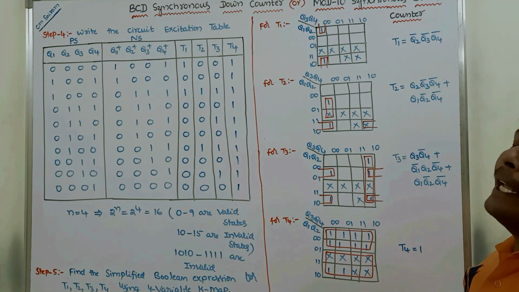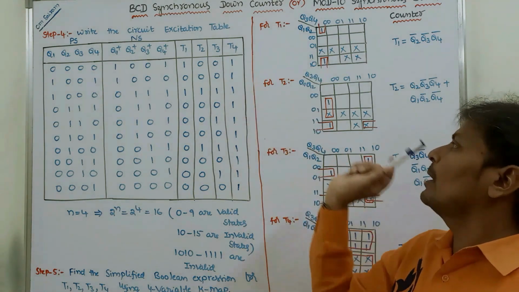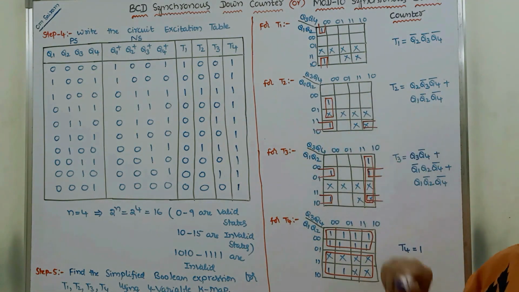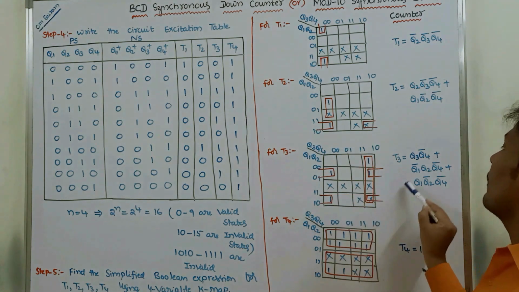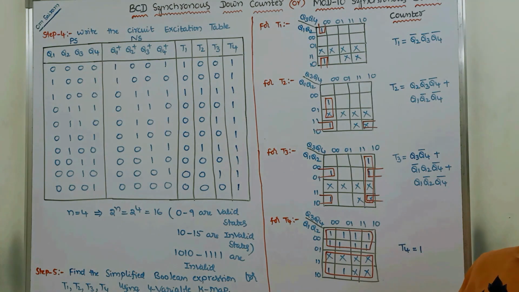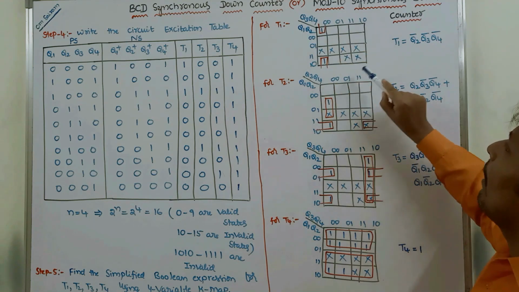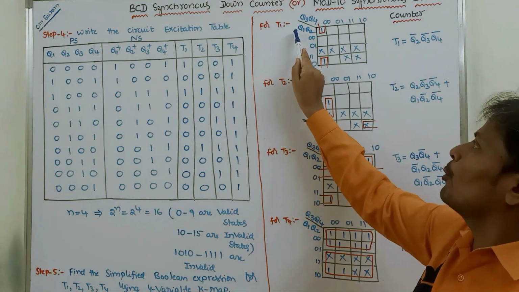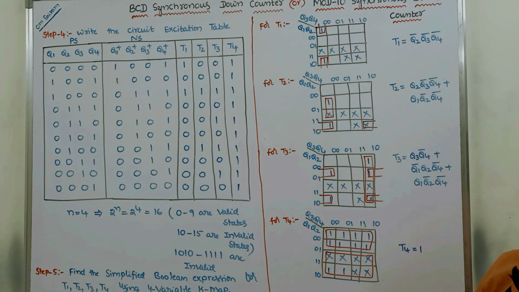For finding out T1 simplified Boolean expression, we have to use this Karnaugh map. For T2, we have to use this Karnaugh map. For T3, we have to use this Karnaugh map. For T4, we have to use this Karnaugh map. First, observe the T1 Karnaugh map. Horizontal side, I am taking Q1, Q2 inputs, and vertical side, I am taking Q3, Q4 inputs.